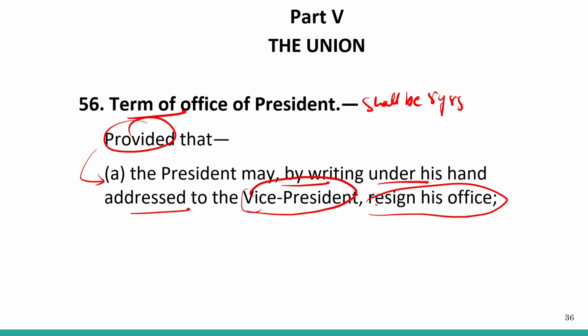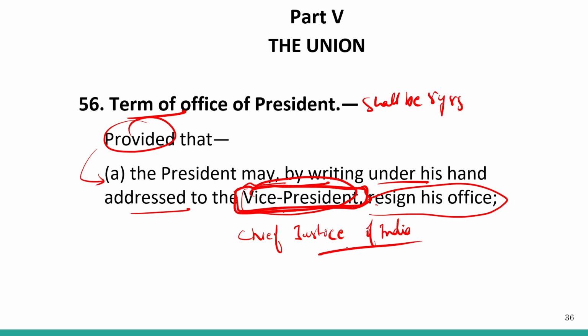So, what are the important requisites that you need to remember? The first thing is, it will be addressed to whom? It will be addressed to the vice president. What happens is, when you are asked in the question, instead of the vice president, it may mention the Chief Justice of India. So what we need to make sure of, whenever we are reading these types of questions, is what exactly the nomenclature of the constitution is.